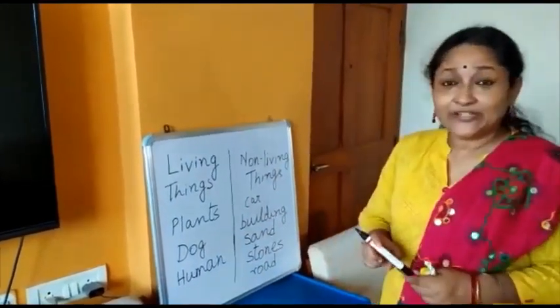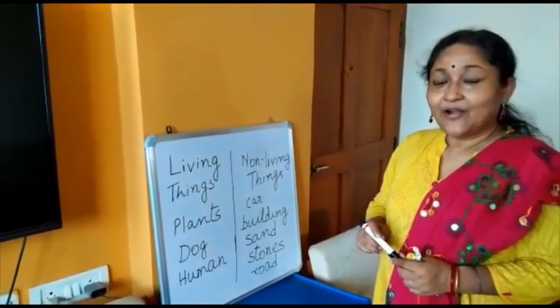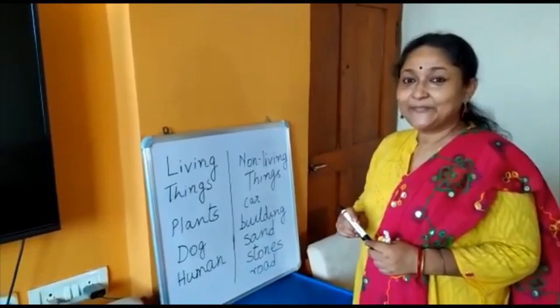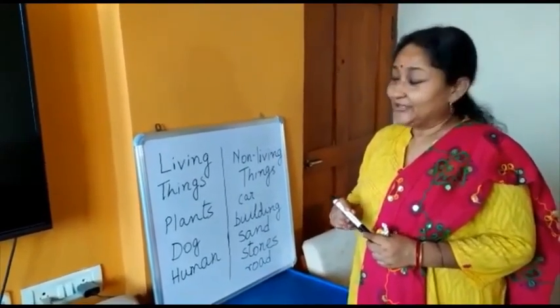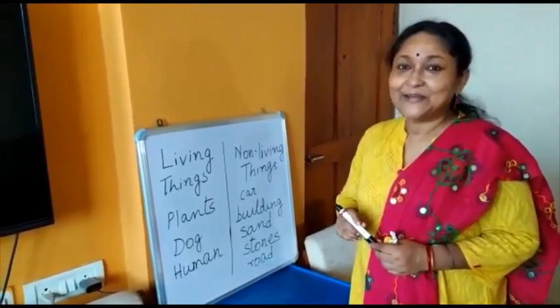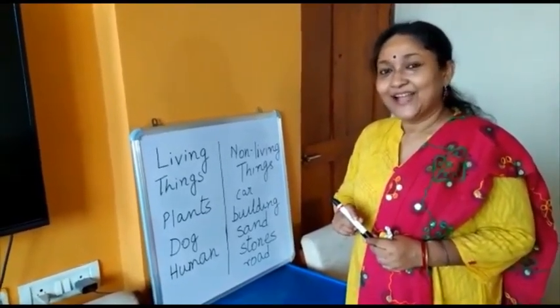So now children, you got it. All the things we can see around us, we can differentiate them into living things and non-living things. Watch again the picture, you can understand.